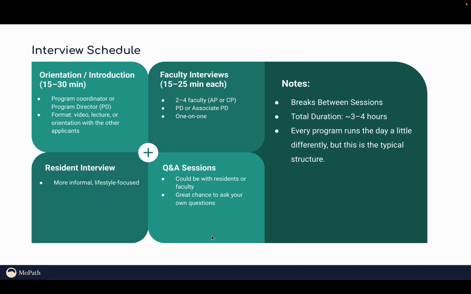Absolutely, you can ask them not just about the program, but about their life in the residency, in the city, and so on. You'll have breaks between the sessions, and the total time for the interview is around 3 to 4 hours. Some programs offer a Q&A session at the end of the interview, and it's a great time to ask any last questions you have.